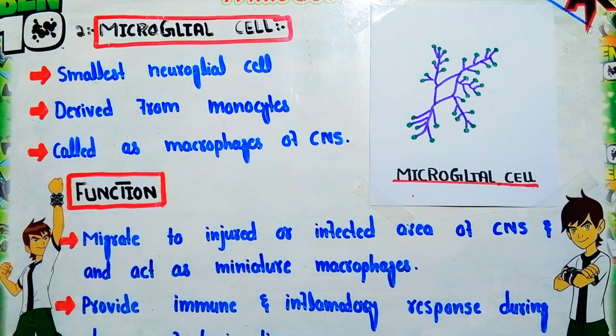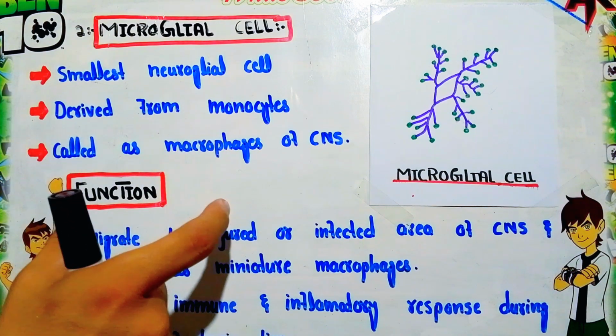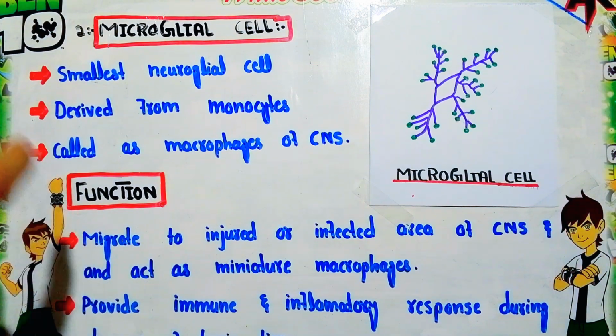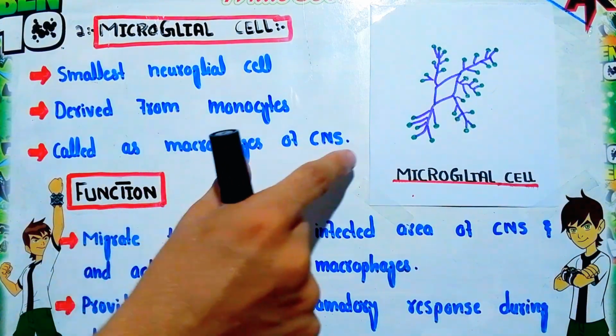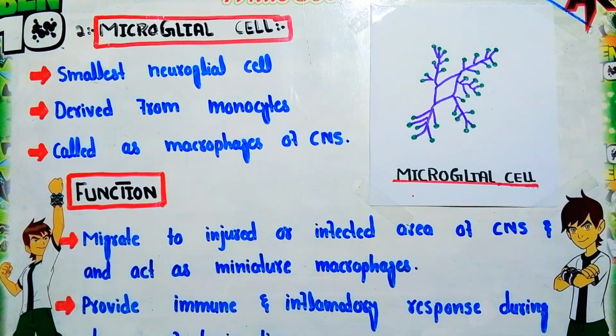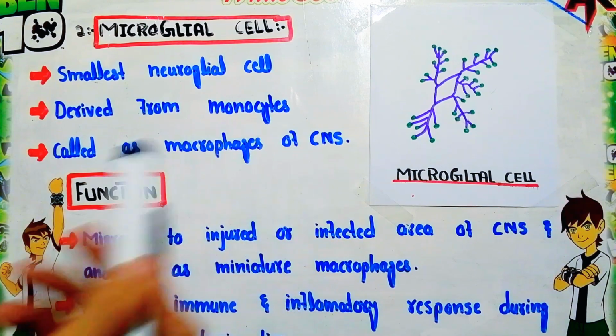When any type of microorganism or pathogen enters our central nervous system, the microglial cell will act like a macrophage. So what is the function of macrophages? Macrophages engulf microorganisms and pathogens. So the microglial cell engulfs these microorganisms and pathogens, and protects our central nervous system from these intruders. That's why the microglial cell is called the macrophage of the central nervous system.